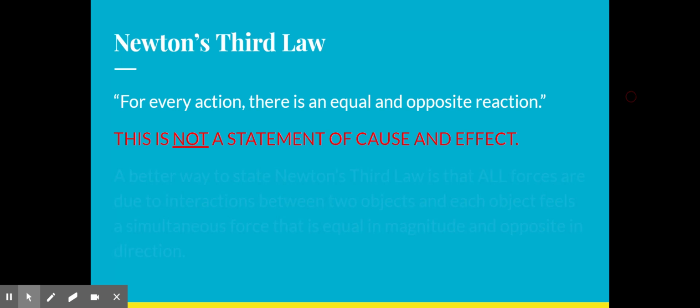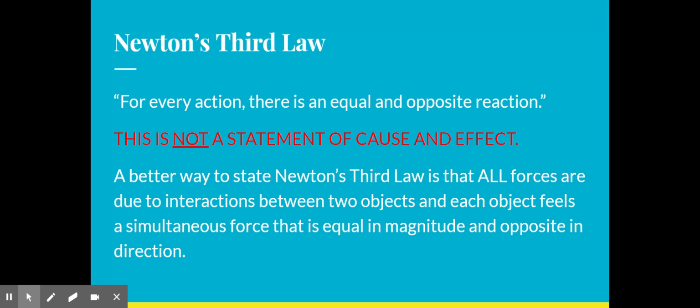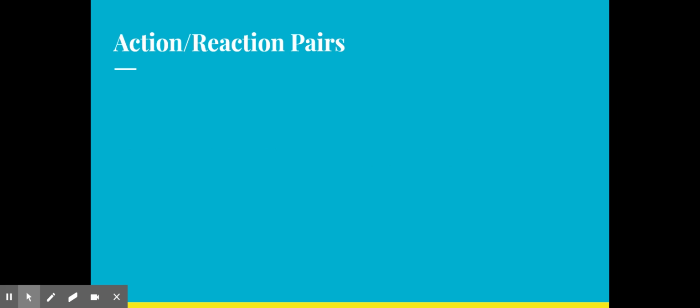A better way to state it would be to say that all forces are due to interactions between two objects, and each object feels a simultaneous force that's equal in magnitude and opposite in direction. So really, we want to be talking about an action force and a reaction force. And these action and reaction forces happen simultaneously. So as the action force is happening, the reaction force is also happening. Every force exists in what we call an action-reaction pair.